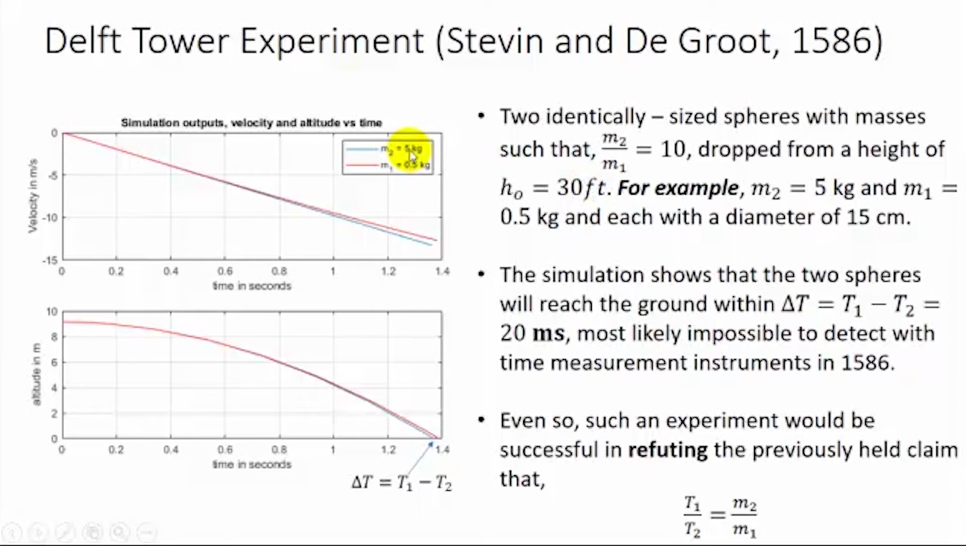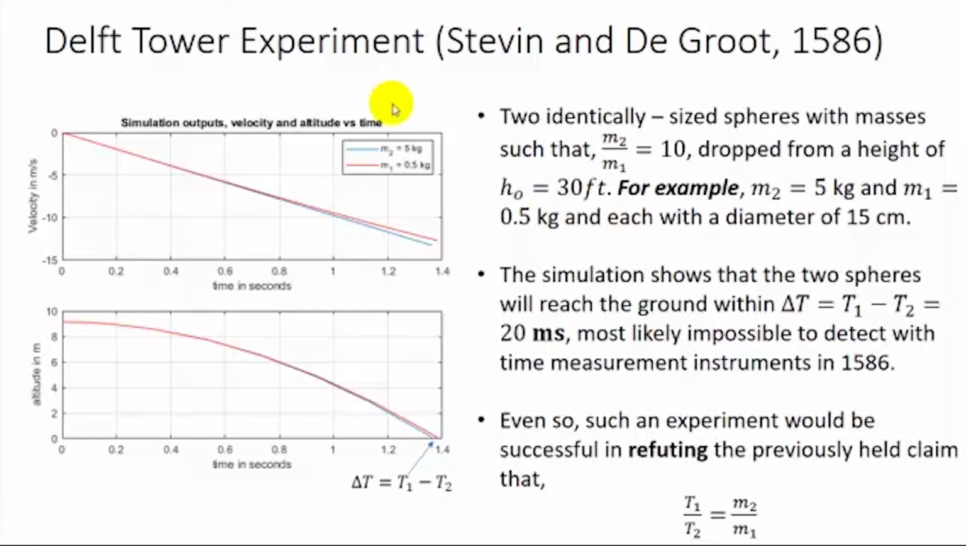The exact masses were not known, and in this example we use 5 kilo mass for the heavier ball and half a kilo mass for the lighter ball. Also, the diameter is not known, and we use the value of 15 centimeters. So we conduct this experiment. It's a free-fall experiment starting from an initial altitude of 30 feet, and we let the balls drop, and we simulate this with our simulation model.